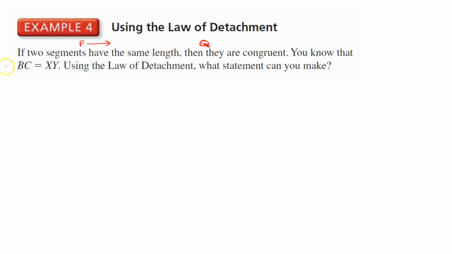By the way, here are 2 segments that have the same length. What can I conclude? I can conclude that they are congruent. So segment BC is congruent to segment XY. Ding!